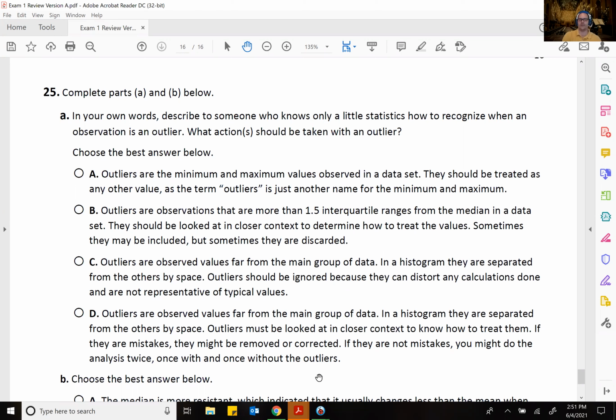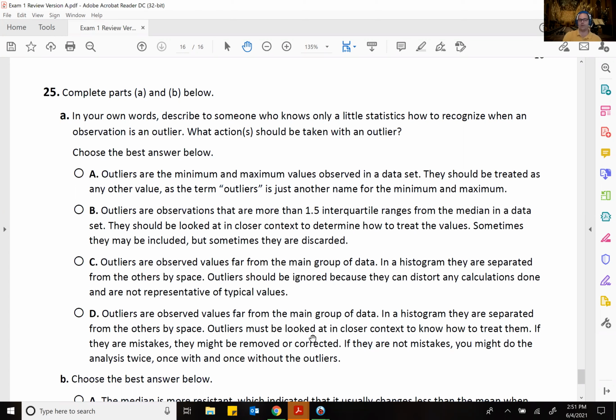D is the correct information. It's all very easy to understand. It's far away from your data. If I look at a histogram, there are spaces. They may not know what a histogram is. You could also just say a histogram is like a bar chart, and they'd be like, oh yeah.